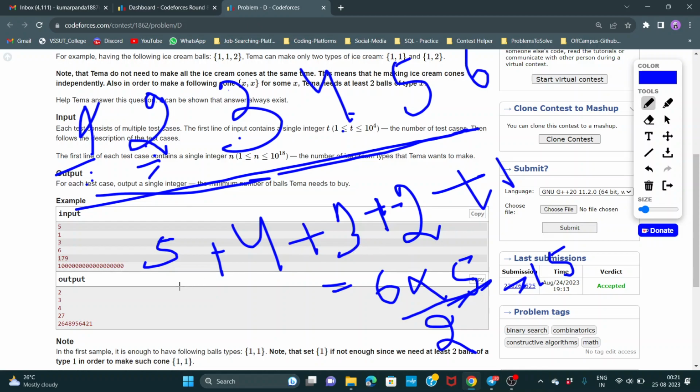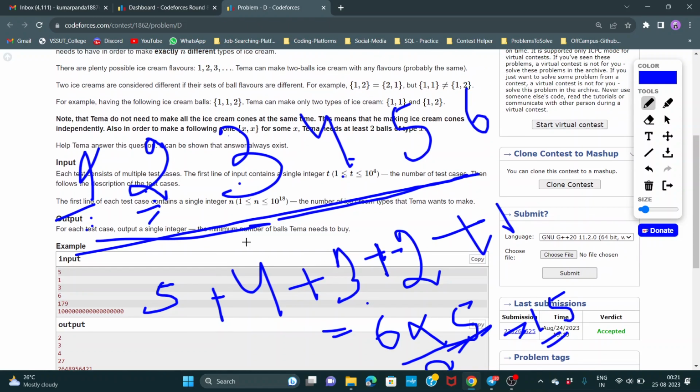Is it 15 or not? 5, 5, yeah, it is 15. So if I replace some of the numbers with equal values, let's replace this 2 with 1, and this 3 with 4.